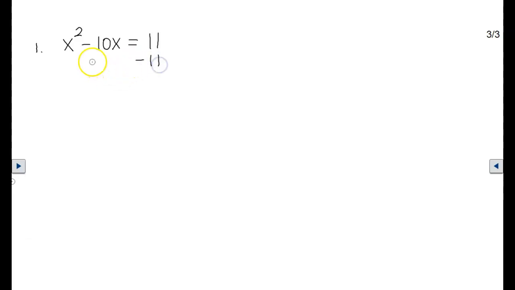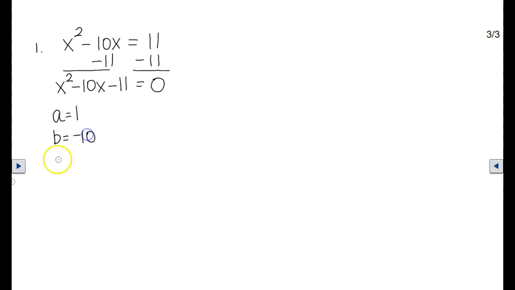So we're going to subtract 11 on both sides and make this equation x squared minus 10x minus 11 is equal to 0, which makes a equal to 1, b equal to a negative 10 and c equal to a negative 11. So that's going to be our first step. Our first step is going to be to get the equation into the format that we want it to be in, so that we can identify A, B, and C.